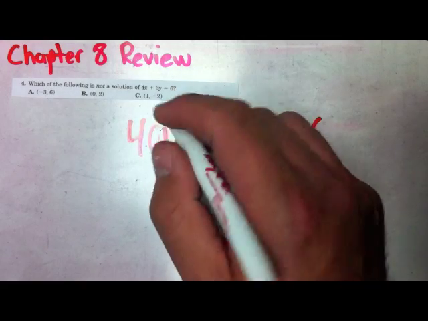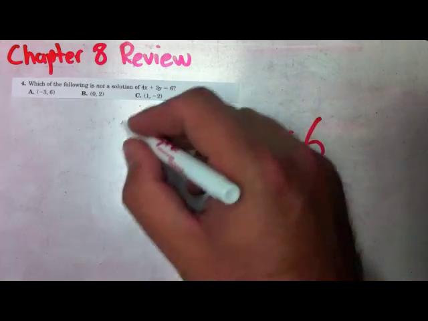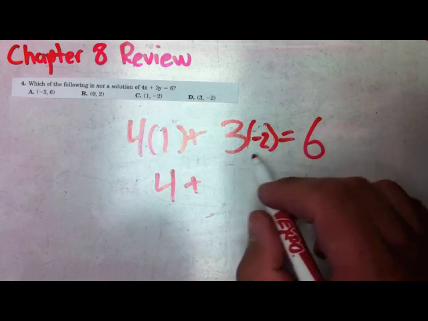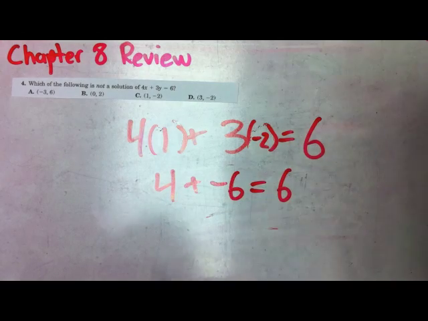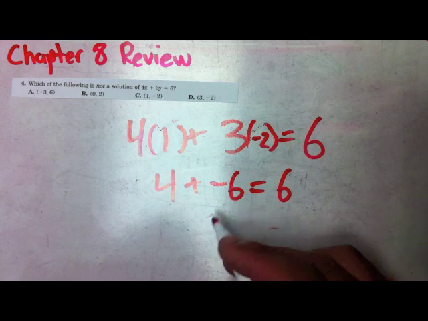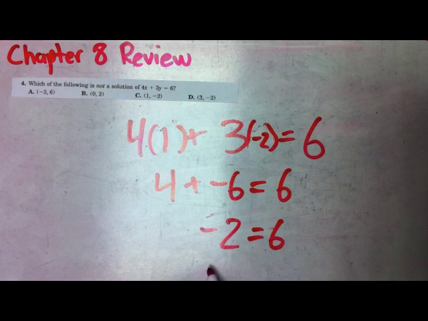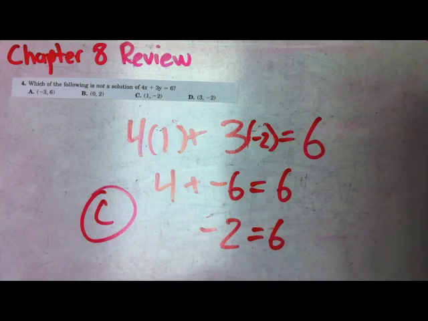For C, x is 1 and y is negative 2. 4 times 1 is 4. Bring the plus sign down. 3 times negative 2 is negative 6, equals 6. 4 minus 6 is negative 2, and negative 2 is not equal to 6. These are not the same things. So I think that C is my answer. I'm going to go ahead and circle it.